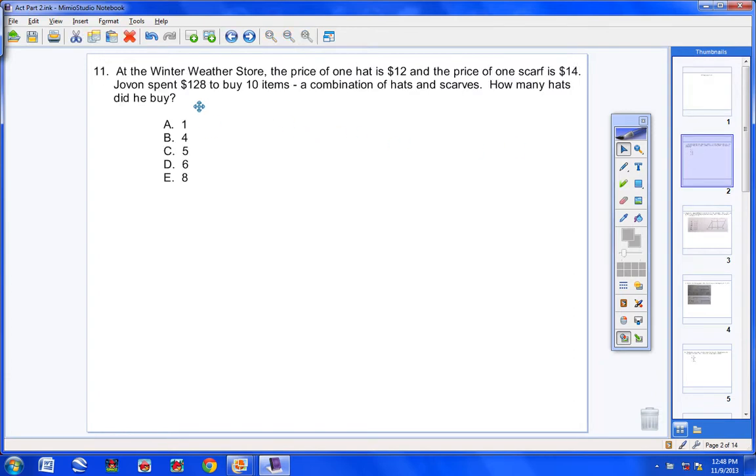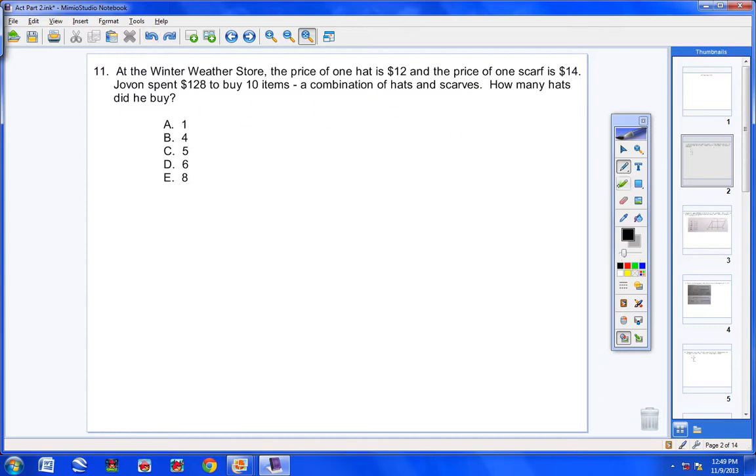Okay, number 11. At the winter weather store, the price of one hat is $12 and the price of one scarf is $14. Jovan spent $128 to buy 10 items. Now when they say 10 items, they mean a combination of hats and scarves. It could have been 6 hats, 4 scarves. Could have been 3 and 3. We don't really know. How many hats did he buy?